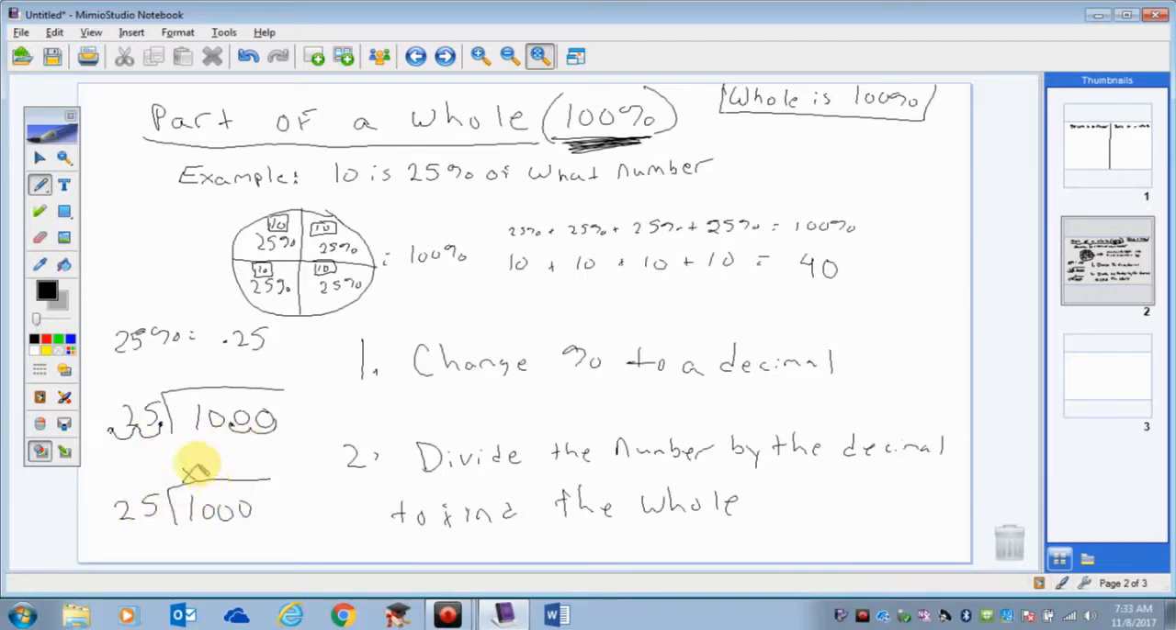25 won't go into 1. It won't go into 10. It will go into 100 4 times. 4 times 25 is 100. Subtract it. We've got a 0 we have to bring down. 25 will go into 0 0 times. My answer here is 40.